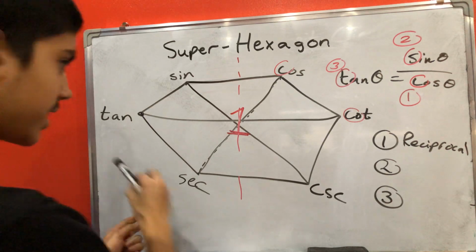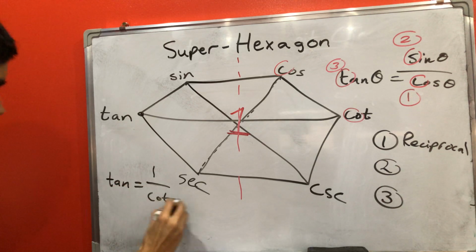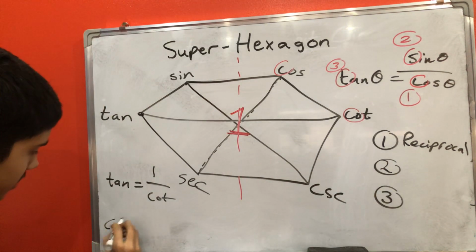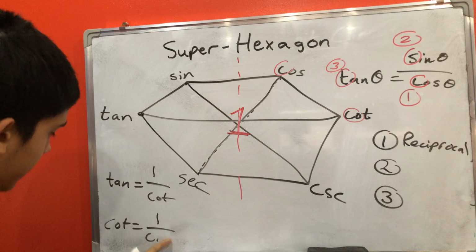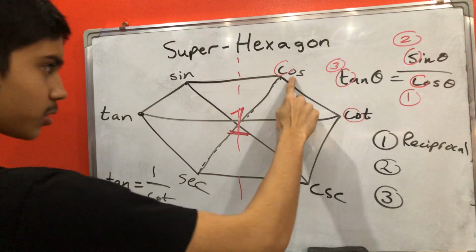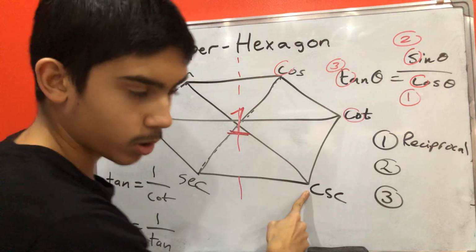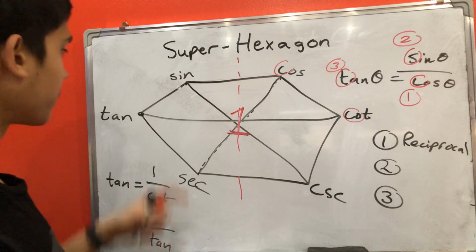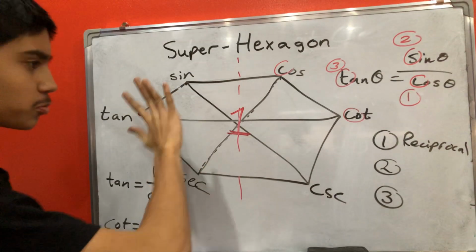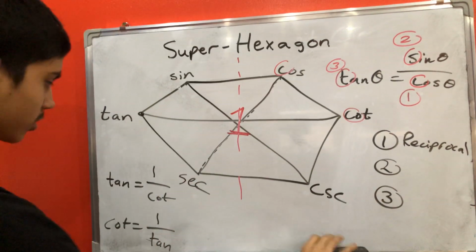For example, tan is equal to 1 over cotangent. Tan equals 1 over cotangent. I'm not writing the thetas, but also cotangent is equal to 1 over tan. So basically, anything that's across from each other, so cosine is 1 over secant, and sine is 1 over cosecant. And this is very helpful because sometimes you cannot remember what is the opposite of sine and what is the opposite of cosecant. Just remember this hexagon, and then you will remember all the reciprocals. So the first one is the reciprocals. We can memorize all the reciprocals just like that.